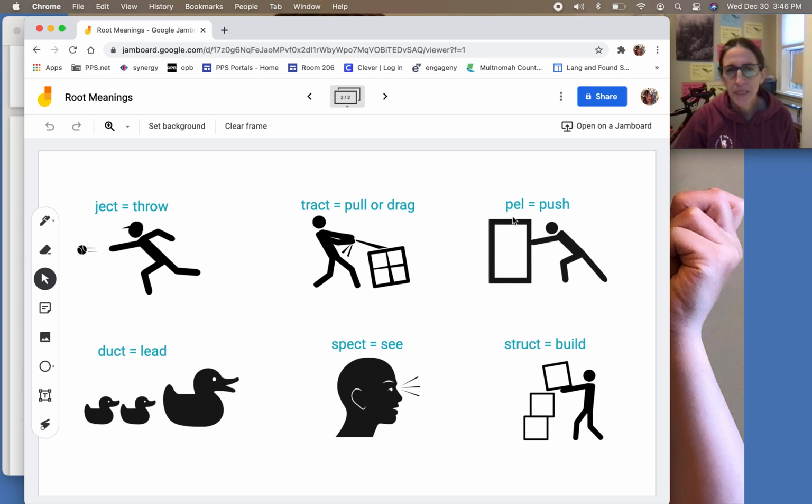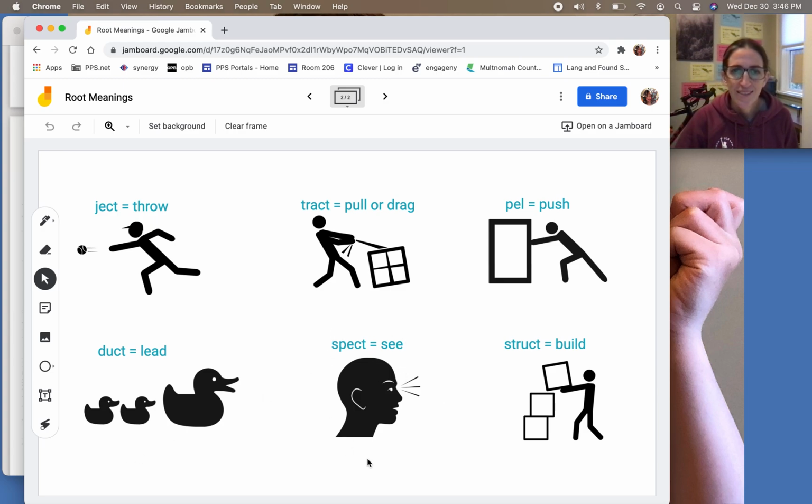Pel means to push. You can think of the word repel, like how magnets push against each other and push away from each other when they're repelling. Duct means to lead. I think of a viaduct, which is part of a city that would lead the water to where people need it to go.